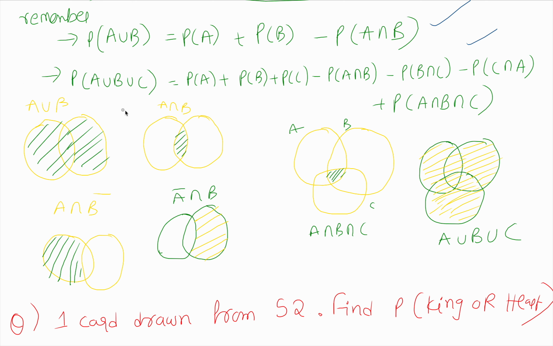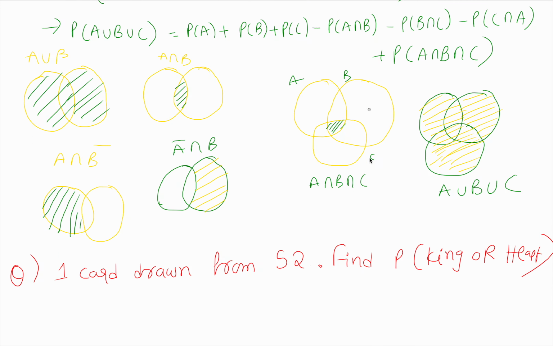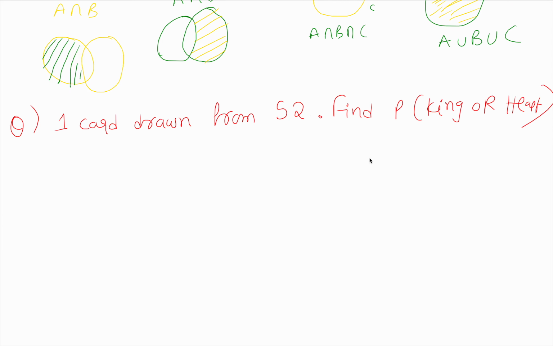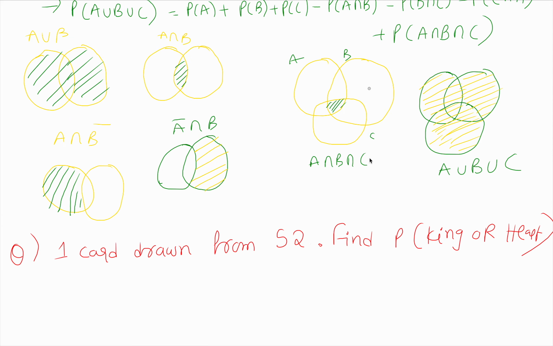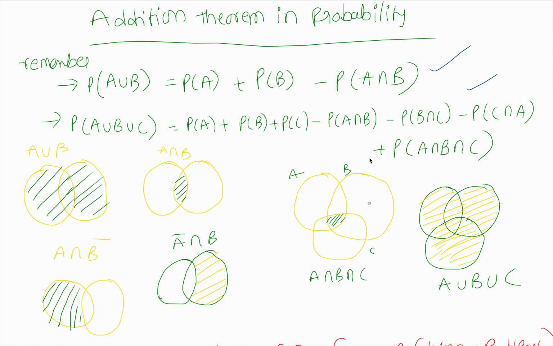For better clarification, I also draw Venn diagrams for these events. First of all, why do we have to use the addition theorem in probability? Because it can handle mutually exclusive cases.